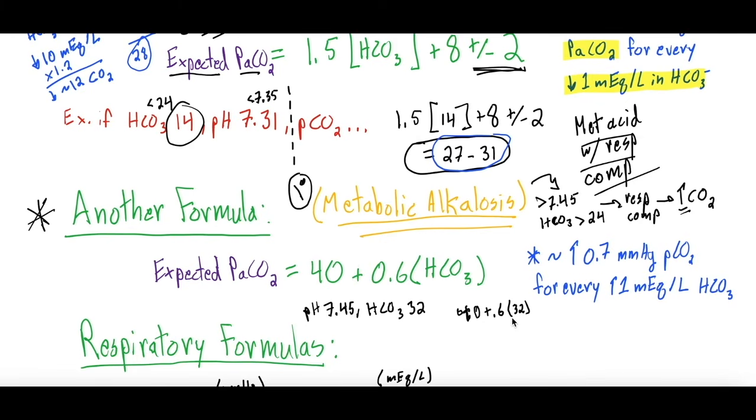0.6 times 32. We've got our handy phones here to get our calculator. We could have done this ahead of time, but we decided to do a problem on the spot. So 0.6 times 32 plus 40, you would expect the PCO2, the carbon dioxide level, to be 59 if the lungs were appropriately compensating. Remember, normal carbon dioxide is 40. So this is high. As we said, it should be high to compensate for metabolic alkalosis.